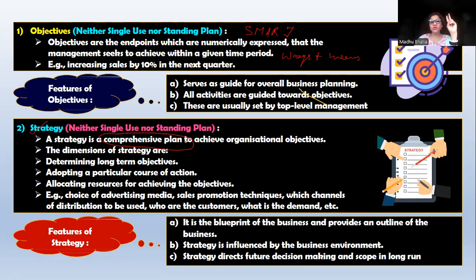There are 3 dimensions to strategy which you should definitely know. So first, it involves determining long-term objective. Second, adopting a particular course of action. That is the best course of action. And third, allocation of resources for achieving the objectives. So इसमें ध्यान रखना कि जब भी strategy के बारे में लिखोगे 3 चीजों को लिखना जरूर. Determining long-term objectives. Second is selecting the best plan or alternative. And third is allocation of resources to achieve those objectives, right?